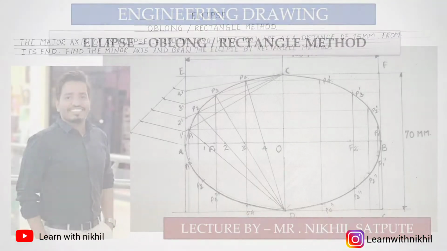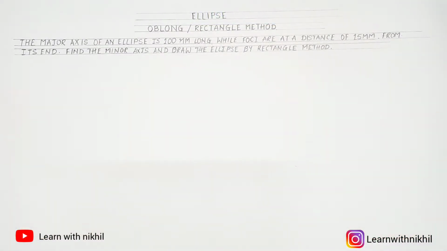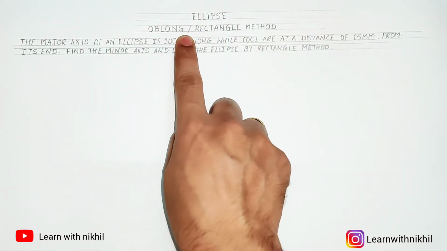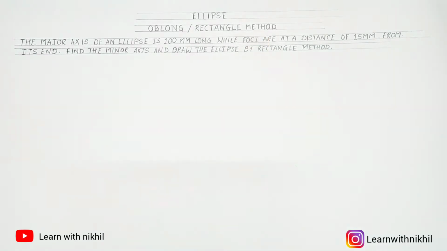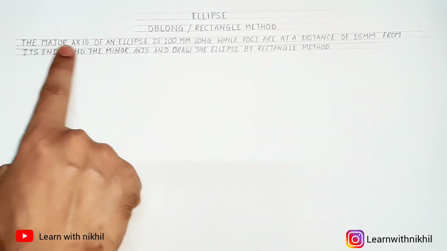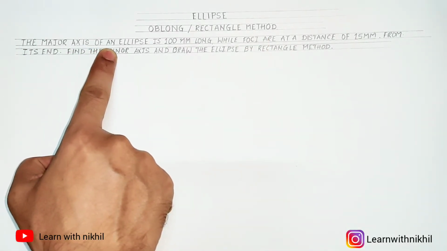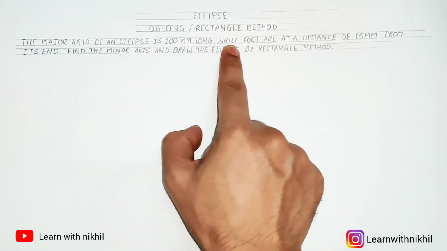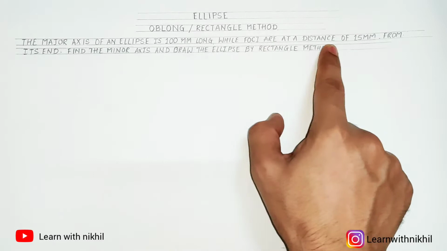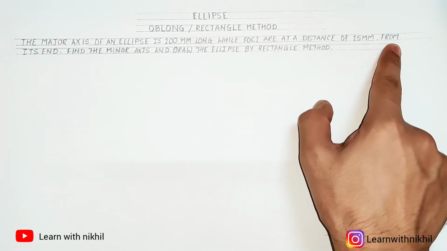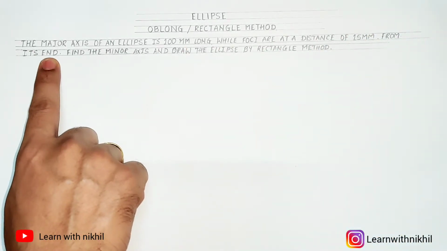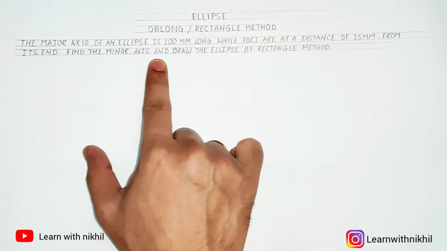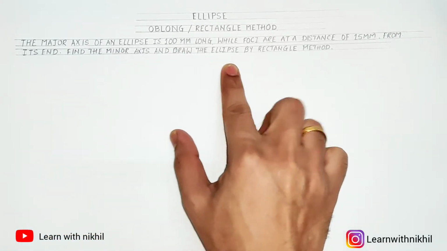So in my previous lectures we have seen I have drawn ellipse by other methods. In this we'll draw ellipse using oblong or rectangle method. So the question: the major axis of an ellipse is given as 100 mm long, while foci are at a distance of 15 mm from its end. Find the minor axis and draw the ellipse by rectangle method.